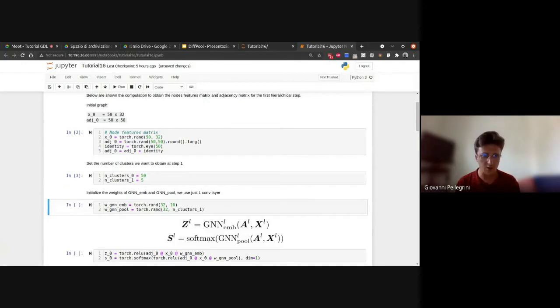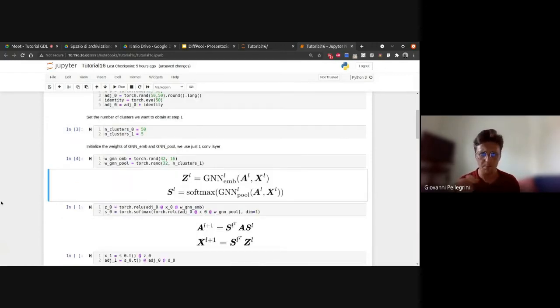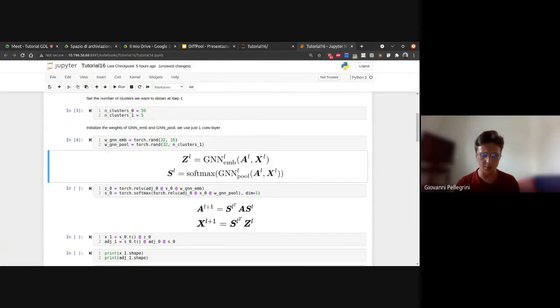And as we have seen, the components that we need are two graph neural networks, one for calculating the embedding, and one for calculating the cluster assignment matrix. So here I simply take these two parameter matrices, WGNN-M and WGNN-Pool. I'm not going to use any particular fancy convolution already prepared in PyTorch Geometric, because I want to give you really the feeling of these operations. So here we have our 2 functions that we need to compute.